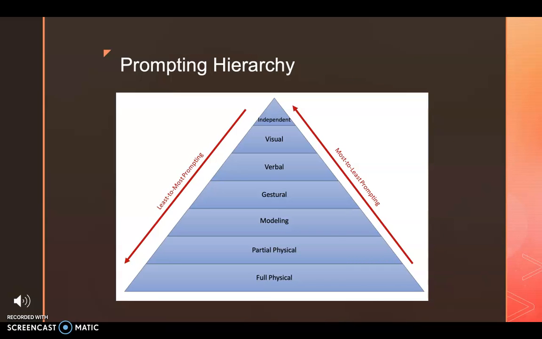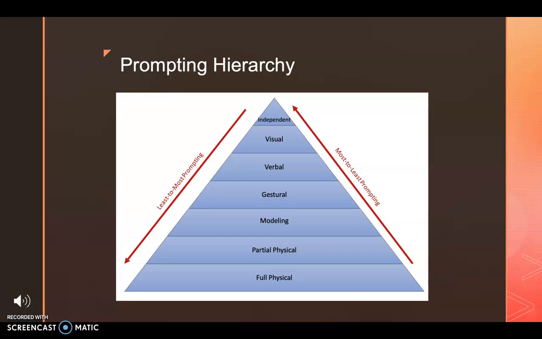So now that we've talked about the 6 different types of prompts, I want to show you what is known as the prompting hierarchy. So prompts exist on a continuum, or in this case, as you can see, a pyramid. At the very top of the pyramid, we have independent, which means that the learner is engaging in the skill without any prompting. And as you can see, as you move down the pyramid, the prompts get more intrusive. And what I mean by intrusive is the amount of assistance that is required to complete the skill.